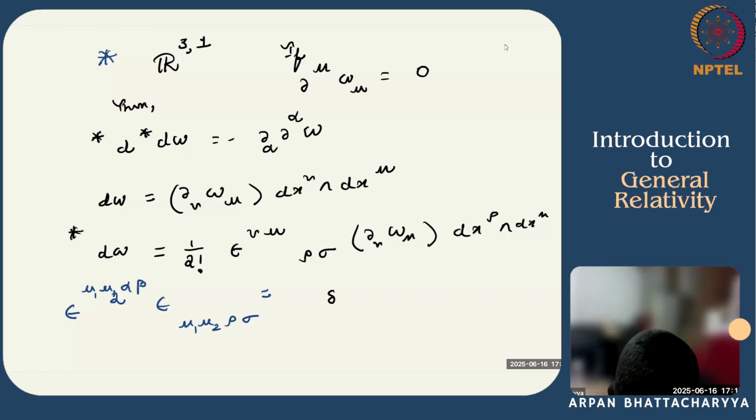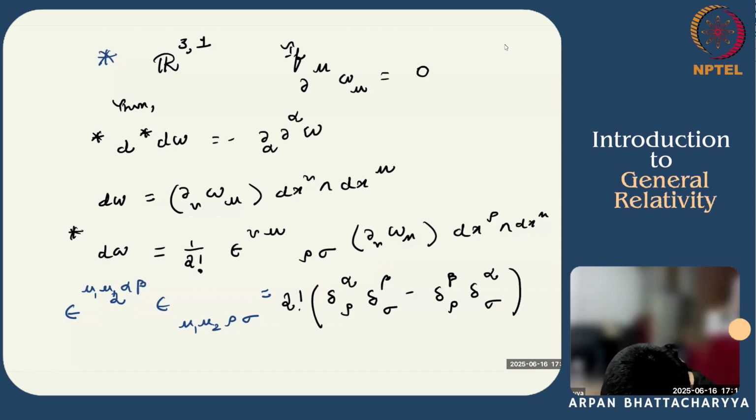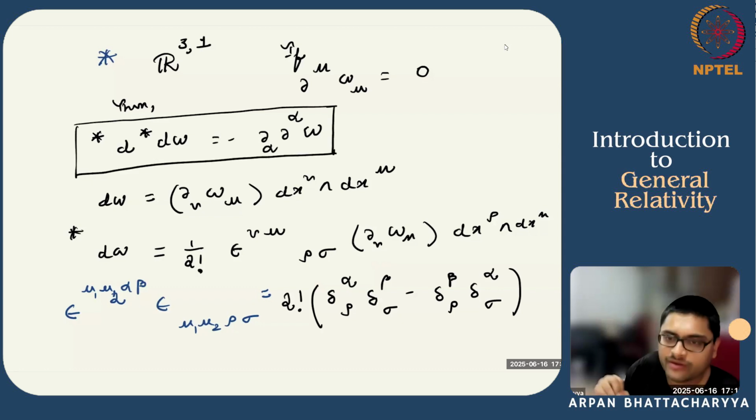delta beta sigma minus... So you can see that if you interchange rho sigma, this is antisymmetric. Interchange alpha beta, it is antisymmetric. And there's two of the indices that are contracted, so there will be a factor of 2. So you have to use this, and then you will get this relation if this condition is satisfied.